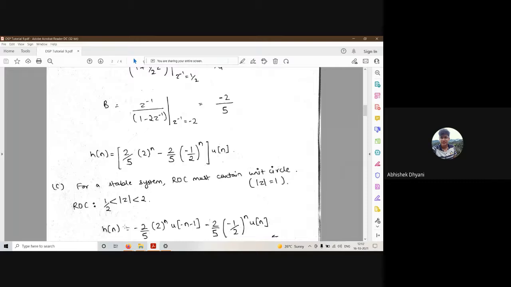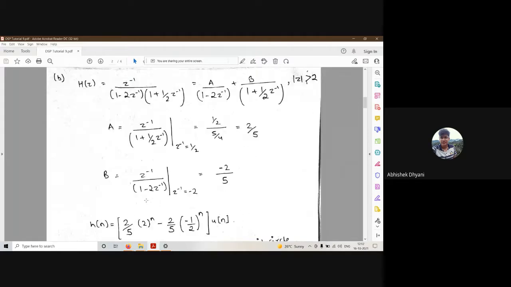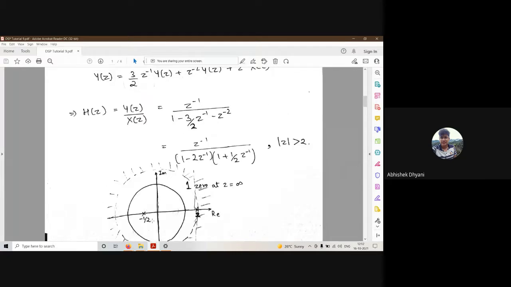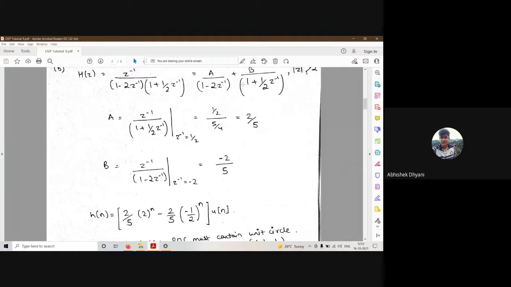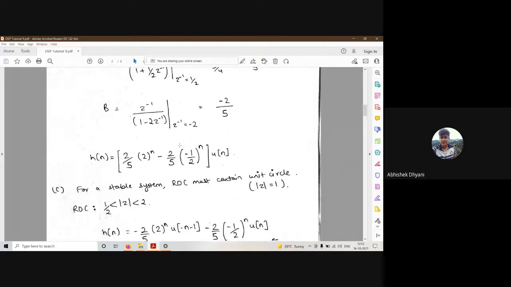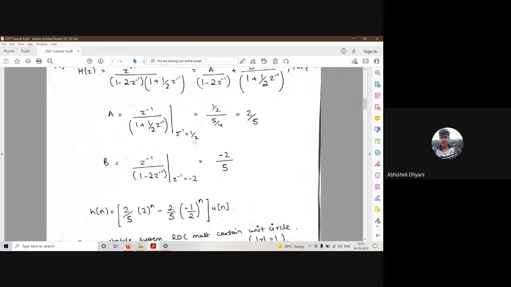Now what difference is there? So first of all, if we look at these two values, we have 2 and 1 by 2. So we are starting from minus 1 by 2 up to 2. That is the region of convergence. So for z equal to minus 1 by 2, what happens is that this will be a right sided sequence, but when we talk about z equal to 2, it will be a left sided sequence.